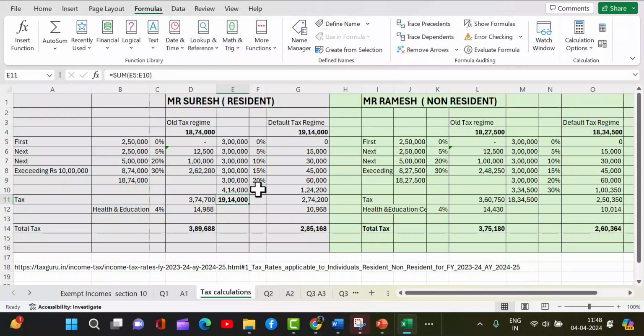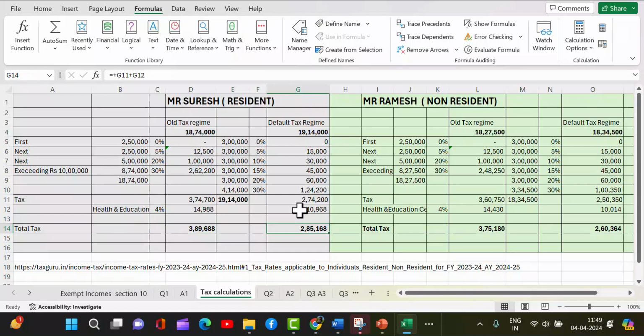So total income is 19,14,000. You pay a tax of 1,24,000. Okay. So that means your total tax will be 2,74,200 if you just total up everything. Fine. And then on that 4% cess, so your total tax will be 2,85,168. Now tell me which is better, the old one or the new one?